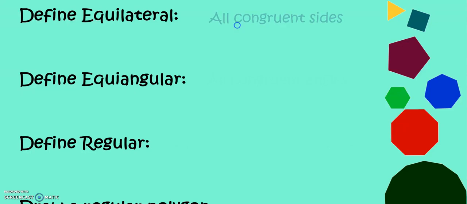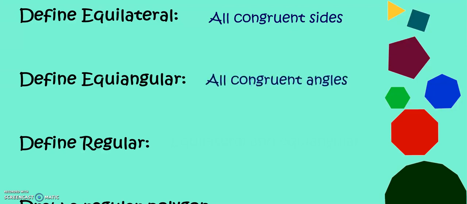If we have equilateral shapes, that means all of the sides are congruent. So equilateral, all congruent sides. Equiangular, all congruent angles. And so a square would be equilateral and equiangular. A rectangle would have equal angles, so this would be equiangular. And equilateral would be a square.